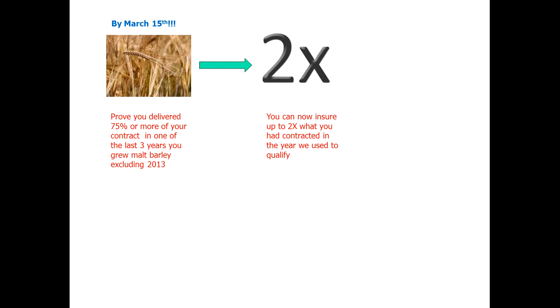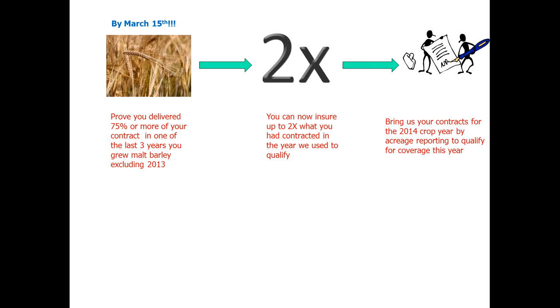And then going forward, in this crop year, we can now insure 2 times what you had contracted in the year we used to qualify. So maybe you had 100,000 bushels in the qualifying year, and this year you only have 50,000 bushels in contracts. That's all we can use for your insurance: what you currently have contracted. This 2 times number just tells us the max that we could possibly do in this coming crop year. So next, you bring us your contracts for the 2014 crop year, or if you're watching this in later years, you would bring us your contracts for the current crop year, by acreage reporting to qualify for coverage for this year.